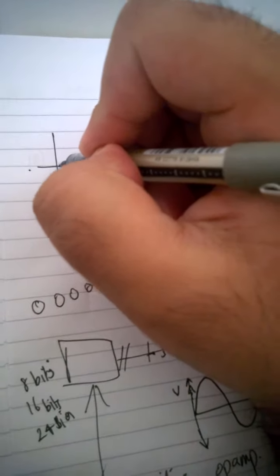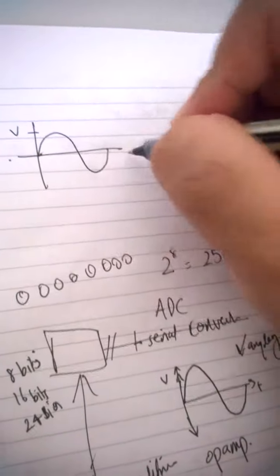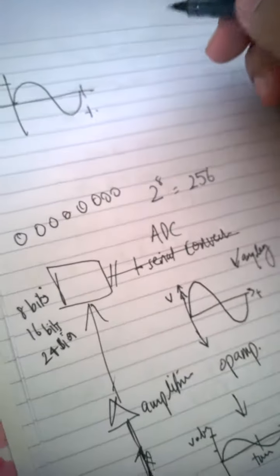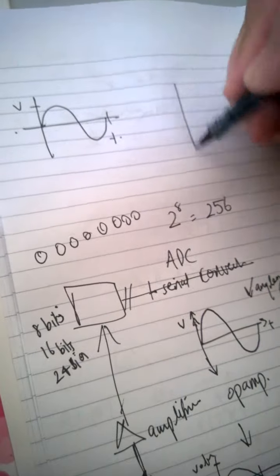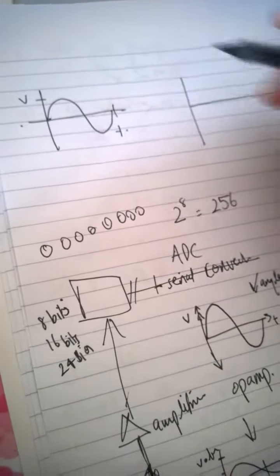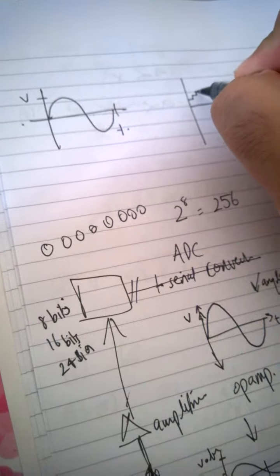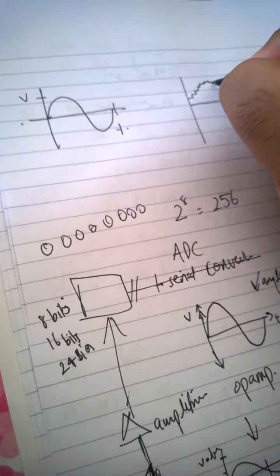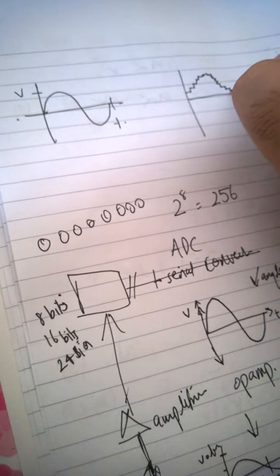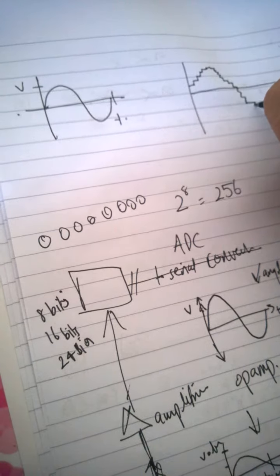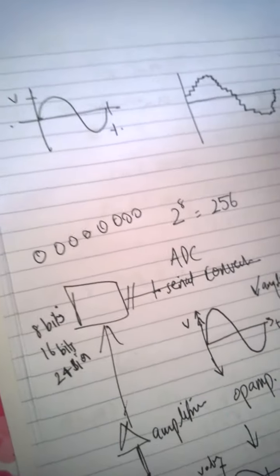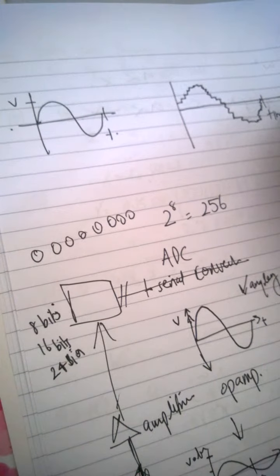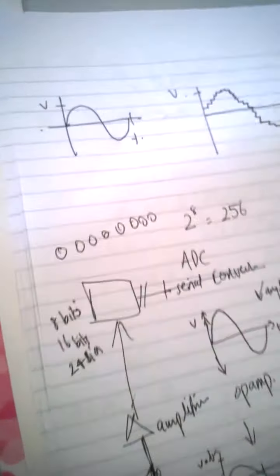For example, okay, let's just go into detail into analog to digital conversion. Here is our analog signal, voltage, time. So if we sample it, it's going to be turned into steps, something like this. Of course, not very accurate. It's just a rough representation. Time, voltage.